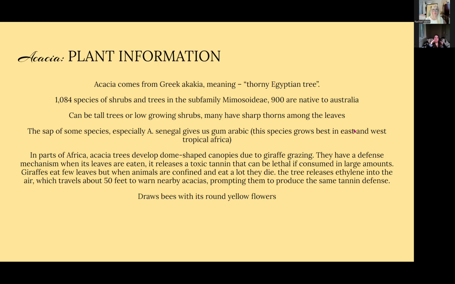It's also a bee drawer with those big yellow puffs. How could it not be? They draw me. These acacias are very fast growing plants and shrubs, and they're often planted for rehabilitation of a landscape. Because the tannins are so potent, it can even be used to tan leather.